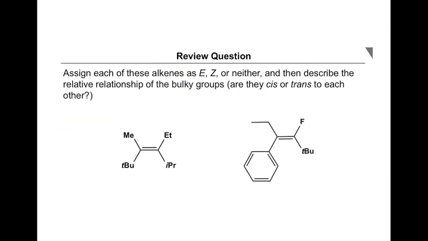Okay. This is the feel-good one after I beat you guys up. You can all do this. If you assign these as E and Z or neither, do you guys remember this? This is CIP rules for diastereomers of alkenes.